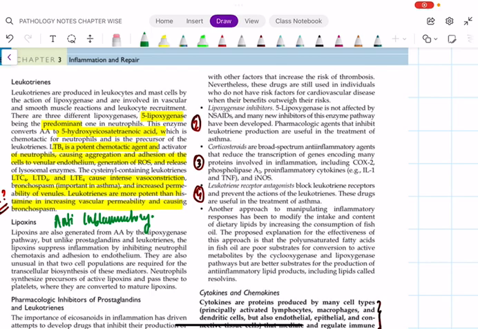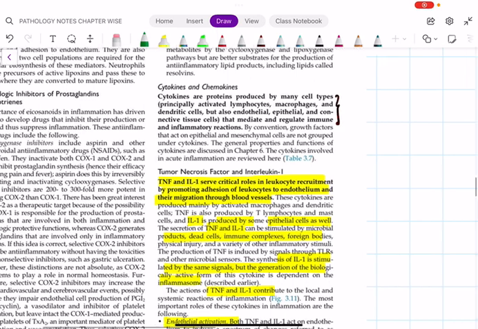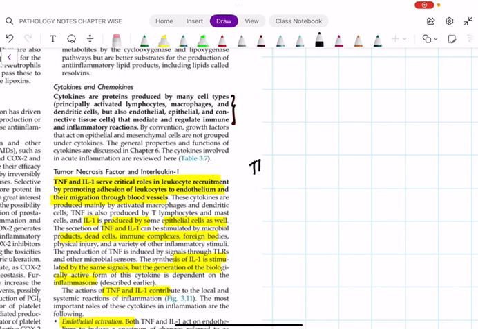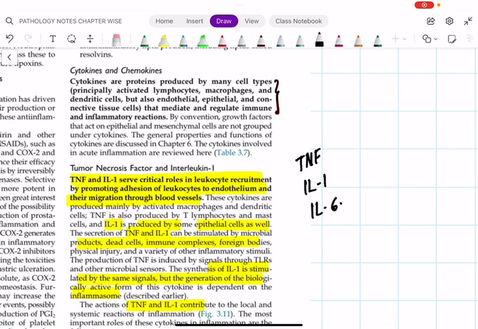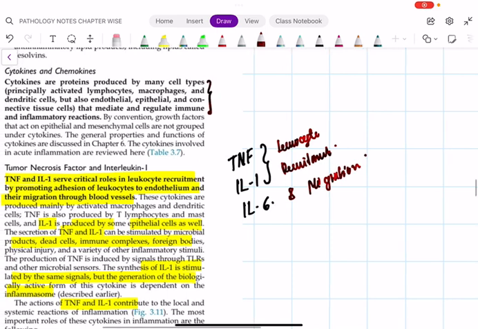Fine? Okay. Then coming to some of the important cytokines and chemokines. I told you that you have to remember 3 important cytokines. What are they? Tumor necrosis factor, interleukin 1, interleukin 6. Out of these, TNF and interleukin 1 have a very important function. What is that? Leukocyte recruitment and migration. You know diapedesis. Yes, that is the main function of TNF and interleukin 1. Fine.